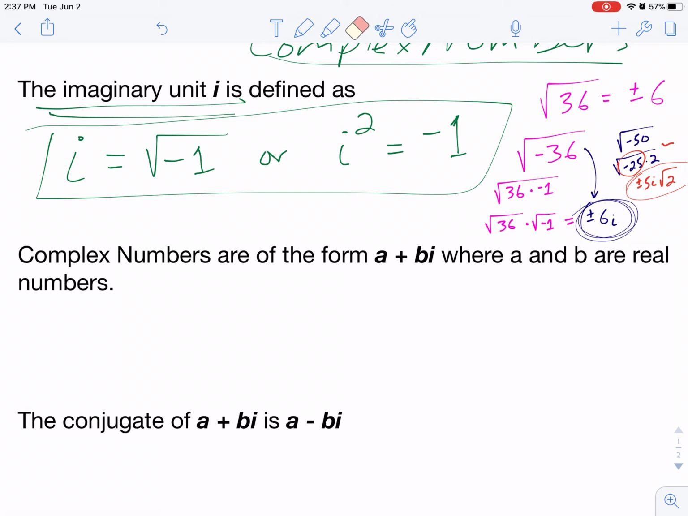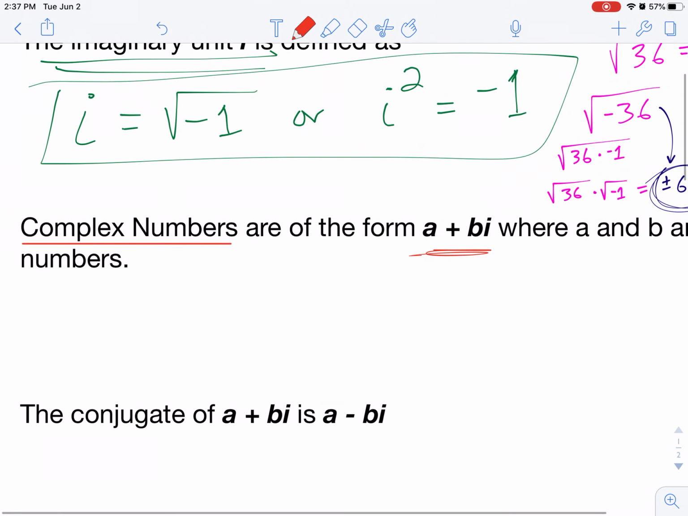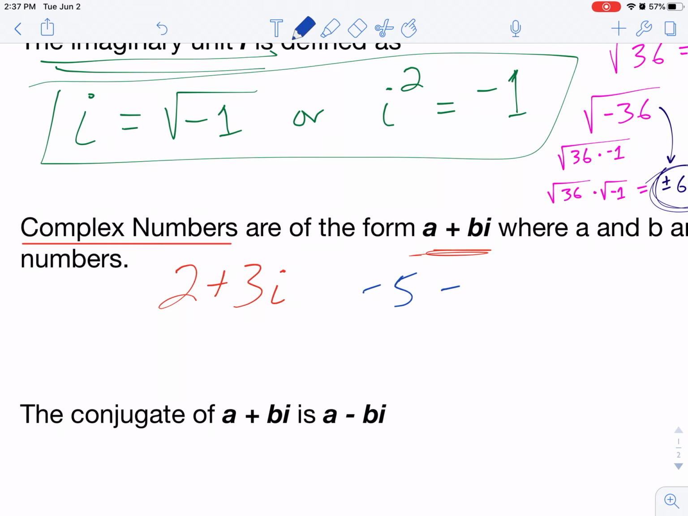That leads into defining complex numbers, which again I think is the title of this section. Complex numbers are of the form a plus bi, where a and b are real numbers. That's just the definition. But more of what you're going to have to deal with is stuff like this. 2 plus 3i is a complex number. -5 minus 7i is a complex number.